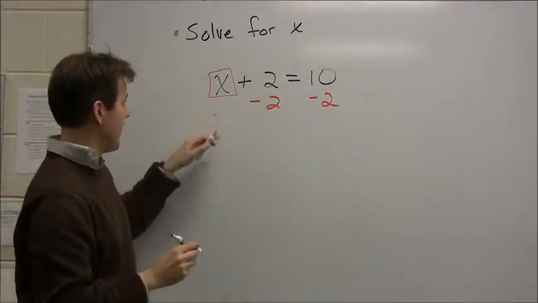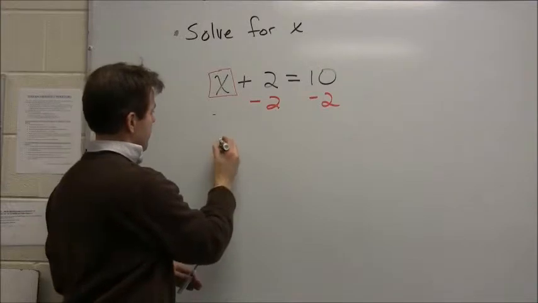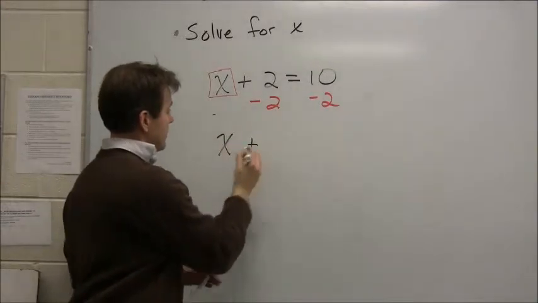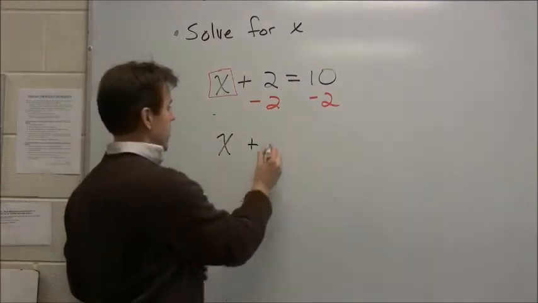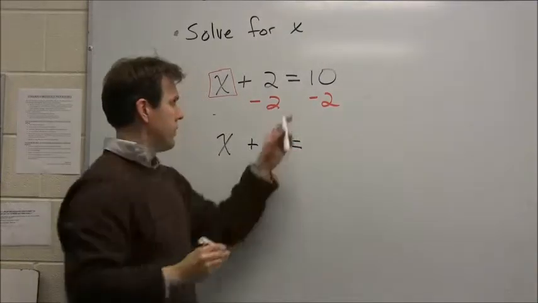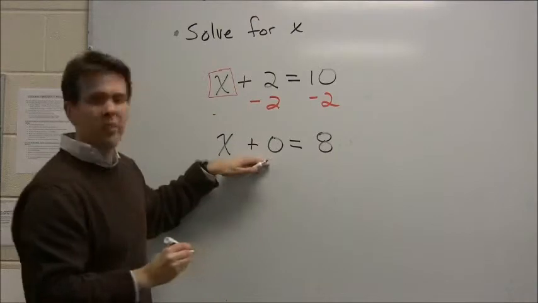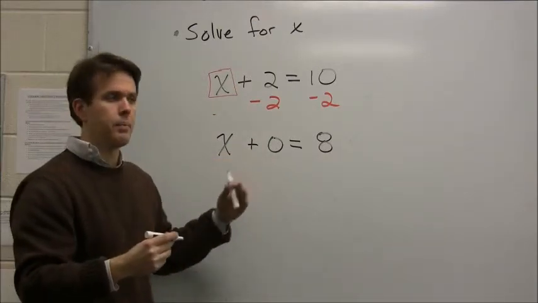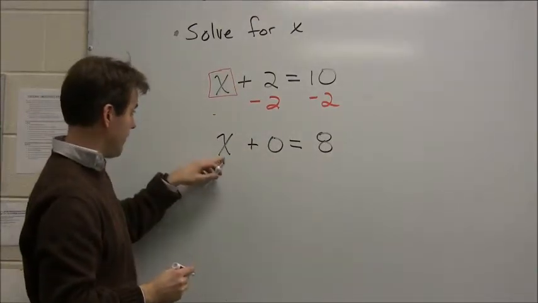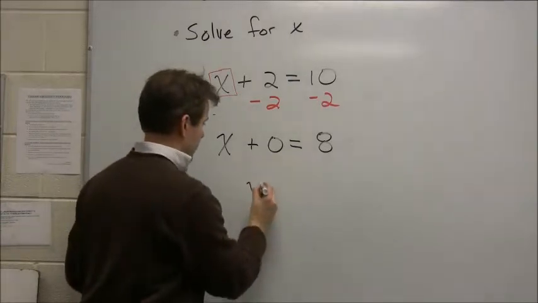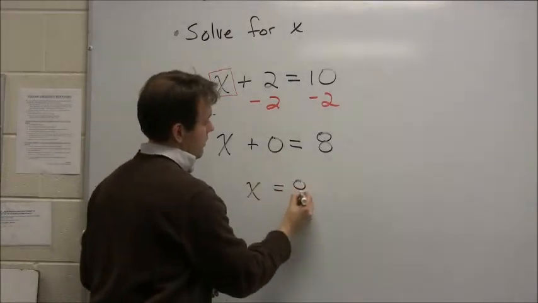Okay, so on this side, I bring down my x. And just to show you, we're going to have 2 minus 2 is 0, equals, and then 10 minus 2 is 8. We normally don't put this step in. I just did to show you what happens. Here we're going to have x equals 8. x plus 0 is just x.